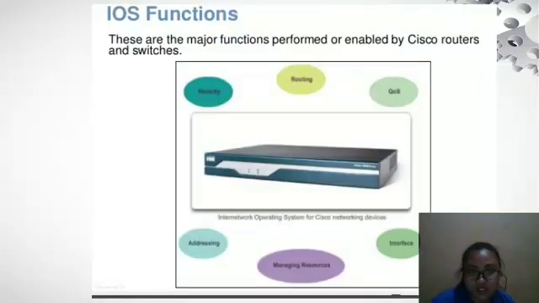IOS functions. These are the major functions performed or enabled by Cisco routers and switches. This figure shows the IOS functions: security, routing, QoS, addressing, and managing resources and interfaces. It is the network operating system for Cisco networking devices.